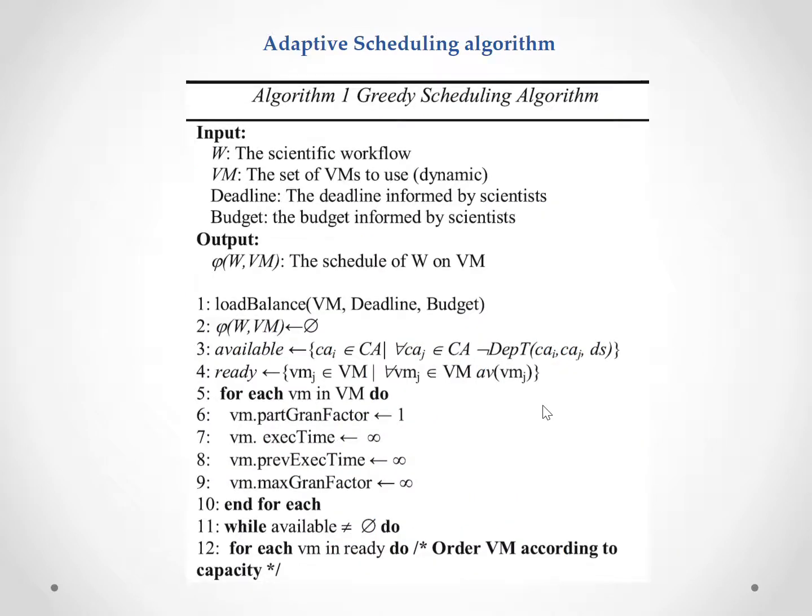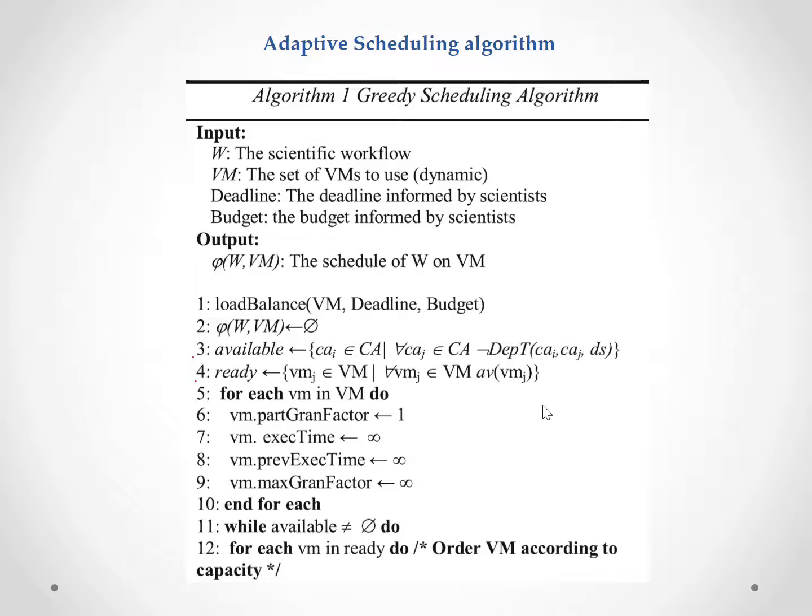Now we get to the adaptive scheduling algorithm. The adaptive approach is composed of 4 algorithms, the first of which is the greedy scheduling algorithm. The greedy scheduling algorithm chooses the best group of cloud activities to execute in a specific virtual machine. Line 3 starts by loading the list of available cloud activities without dependency, that is, the cloud activities that are ready to be executed, and the list of virtual machines in line 4.